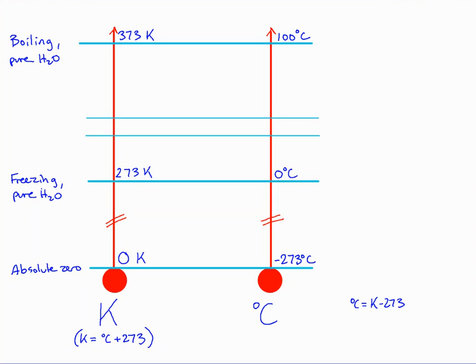Now you'll notice that the intervals are the same. From this point to this point is 100 degrees Celsius. And from the same point here to here, that is 100 Kelvin. And so the scale is the same. The only difference is where is the 0 marker?